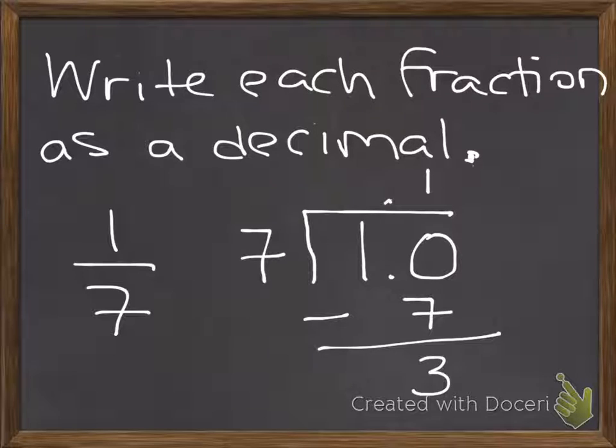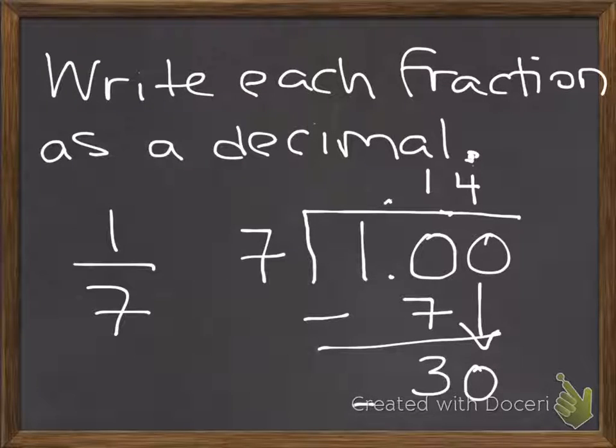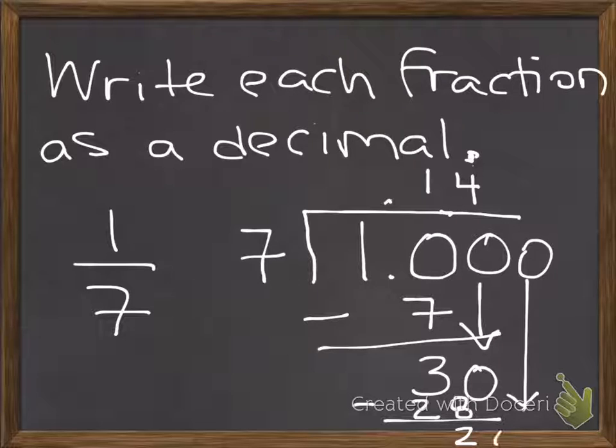Now I have 7 into 30, which goes in 4 times. And then I'm going to need to keep going. So 7 into 20, which gives me twice. And I ran out of room here, so I'm going to keep going. 20 minus 14 is 6. So I have 7 into 60, which gives me 8.